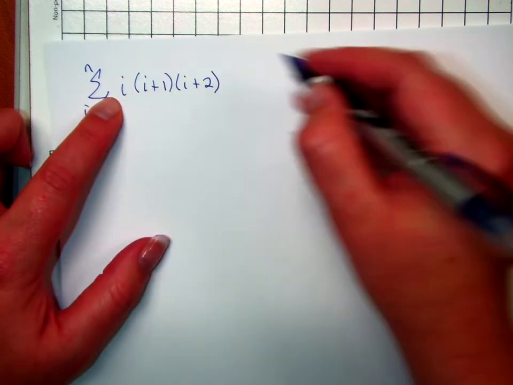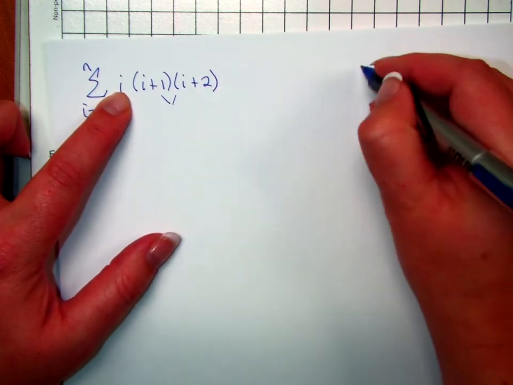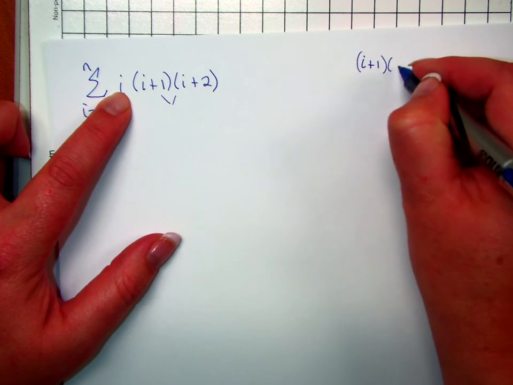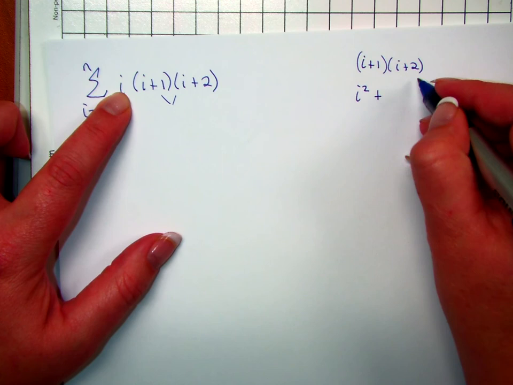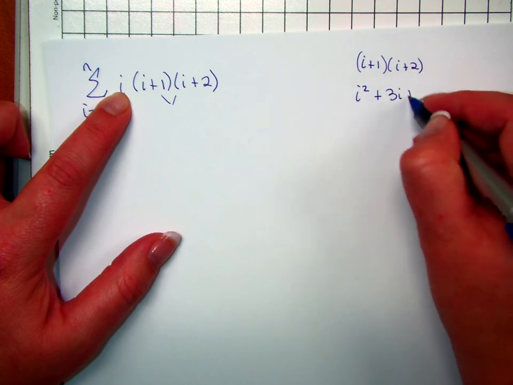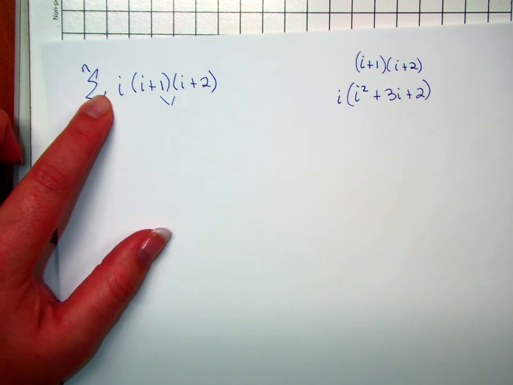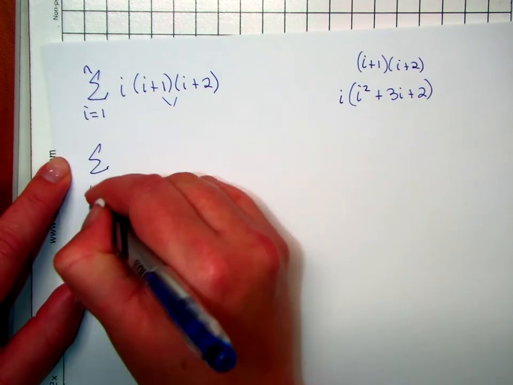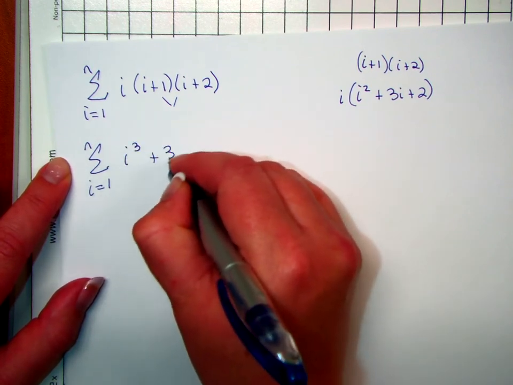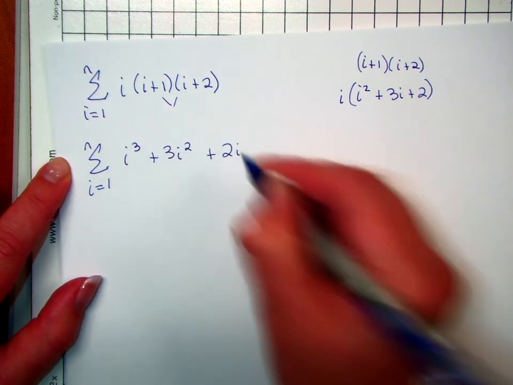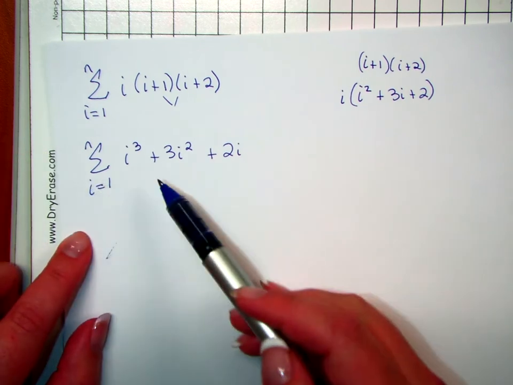All right, so let's go ahead. I'm going to multiply these two together first. So i plus 1 times i plus 2 is i squared plus 2i plus 1i is 3i plus 2. And then I'm going to multiply that by the i here. And so I'm going to get the summation i equals 1 to n of i cubed plus 3i squared plus 2i.